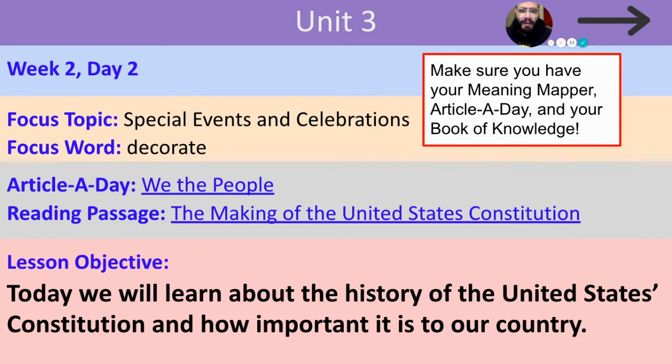Make sure you have your meaning mapper, article a day, and your book of knowledge with you, as well as some paper and pencil to write with. Today we will learn about the history of the United States Constitution and how important it is to our country.